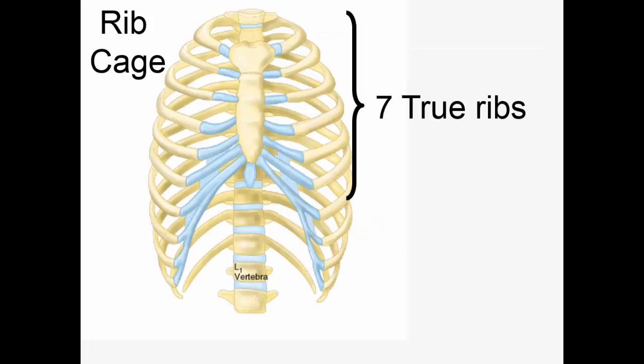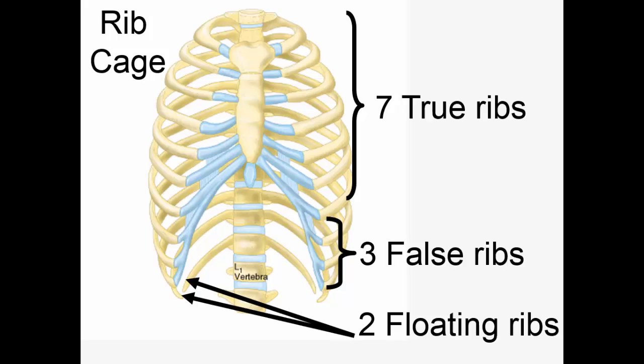The rib cage has 7 true ribs, 3 false ribs, and 2 floating ribs. The true ribs are said to be true ribs because they directly articulate to the sternum. The false ribs articulate to cartilage, which articulates to cartilage that goes to the sternum. And then the floating ribs do not articulate with the sternum at all.